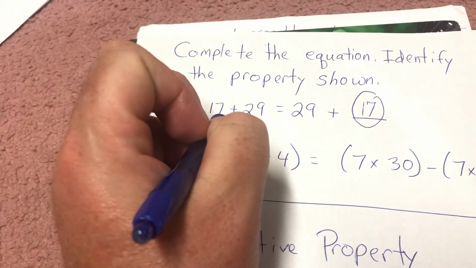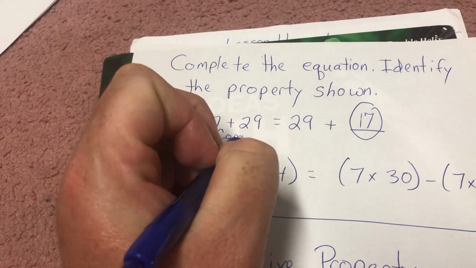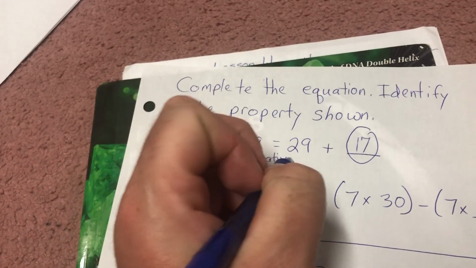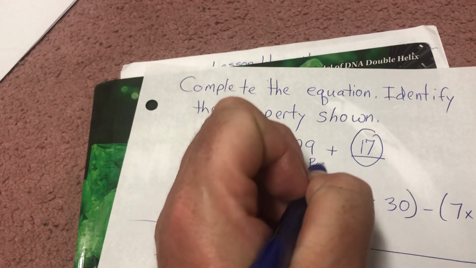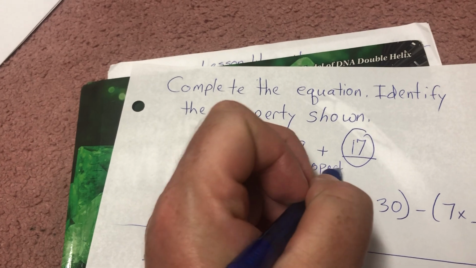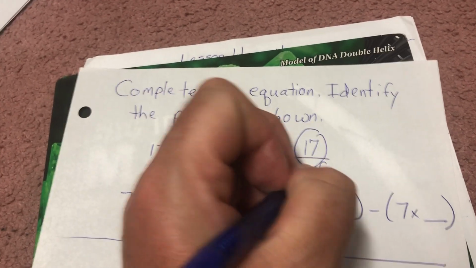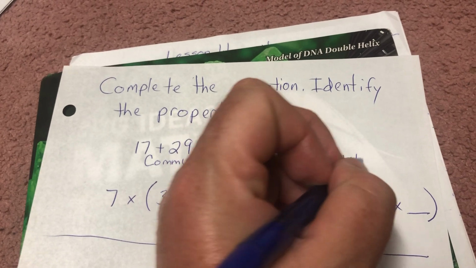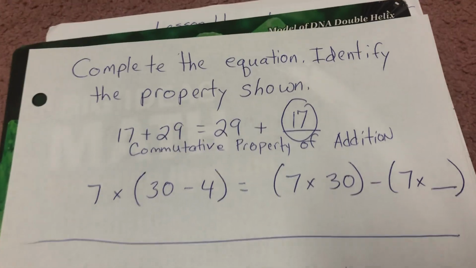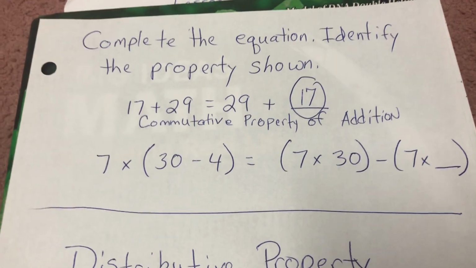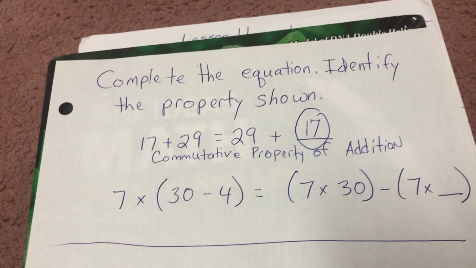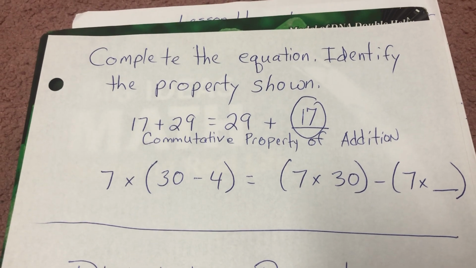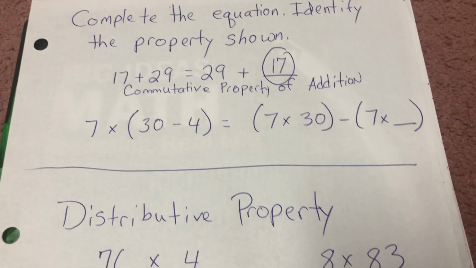So I would call this the commutative property of addition. And I have to say of addition. I can't just say commutative property. You're fifth graders now, so you got to be very clear, very succinct, commutative property of addition.